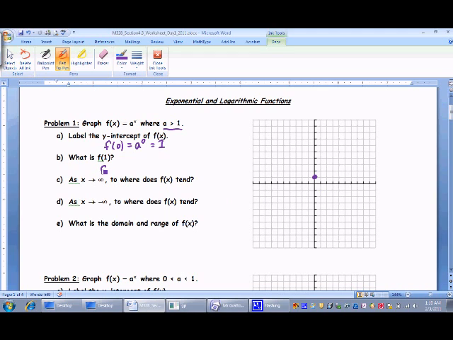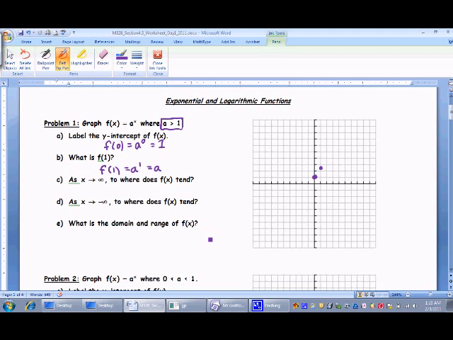What is f of 1? Well, f of 1 is a to the first power, which is just a. Now that's a little bit harder to graph because I don't know what my a value is. I just know that a is some positive number bigger than 1. So, just kind of making something up here, but maybe it's somewhere around there.